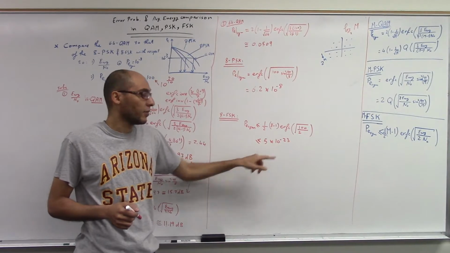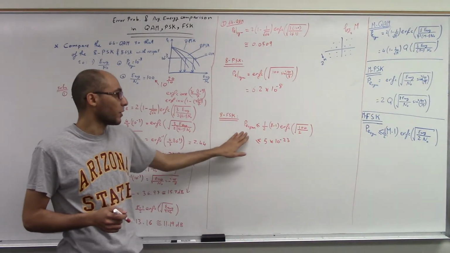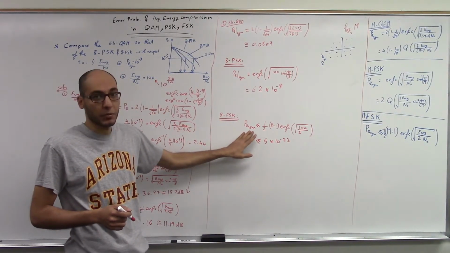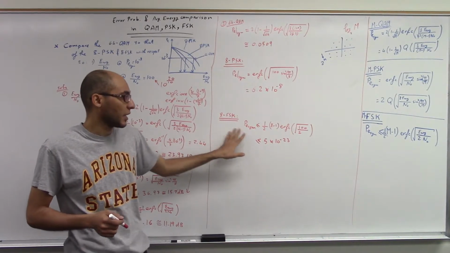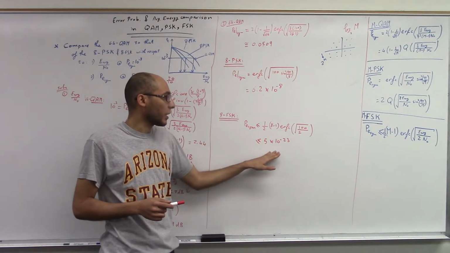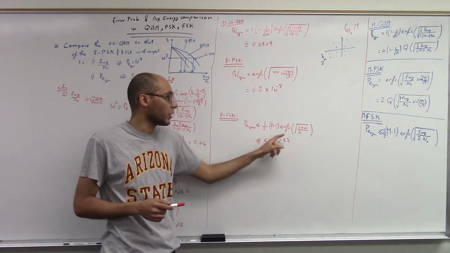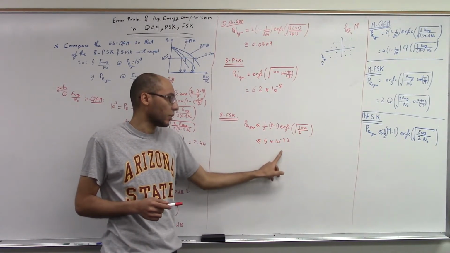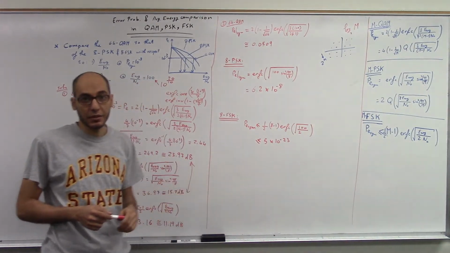It is not really the average probability of error. It's not the average probability of symbol error for the 8 FSK at 100 SNR. The actual value for the probability of symbol error is even less than that at 100 SNR. It is even less than this number.